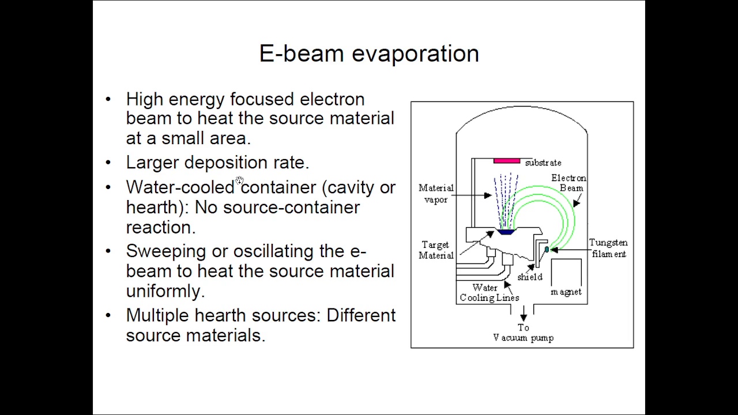Okay, and a larger deposition rate can be obtained from this method, and we can use a water cooled container or cavity. There will be no source-container reaction in this case, so the source and container won't react with each other. And the oscillating electron beam is used to heat the source material to get uniform thickness films. We can also use different sources in the same setup to get multiple targets. If you want to deposit 2-3 elements, you can also mix source materials and keep them in this setup.